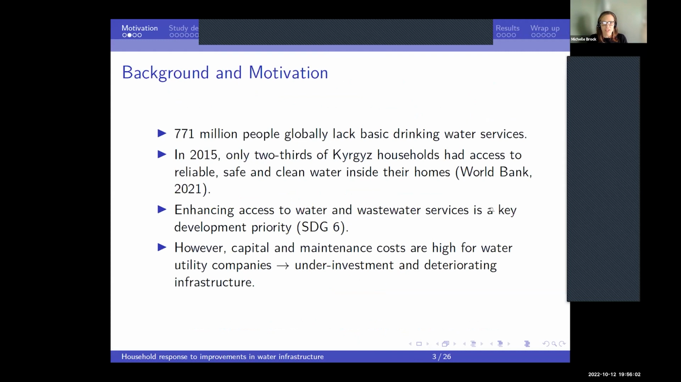Okay, so the motivation of this paper, trying to understand how households respond to improvements in infrastructure, is because there is a substantial problem with access to basic water services globally. 771 million people lack basic drinking water services. And in Kyrgyz Republic, as much as one third of households also do not have access to reliable, safe, and clean water inside their homes. Now, enhancing access is a key development goal for the development community, but there are a few problems that we have to solve.